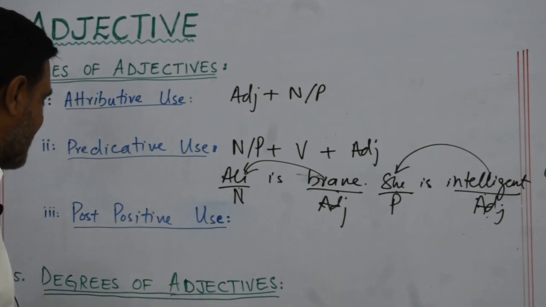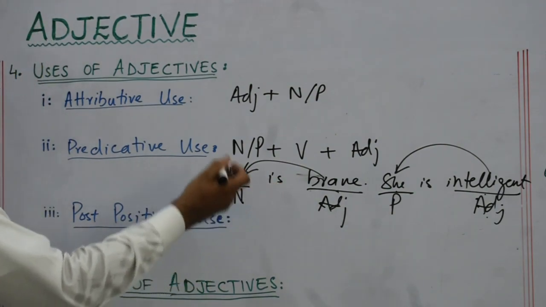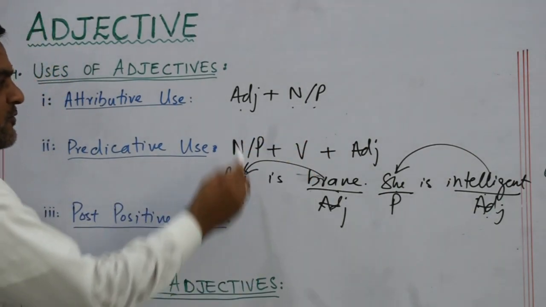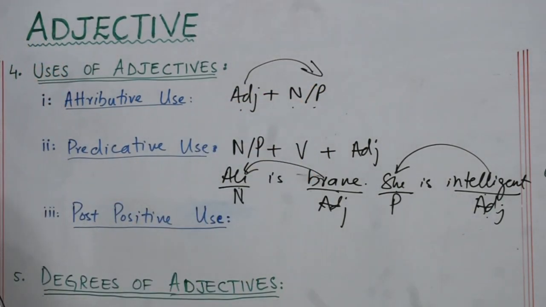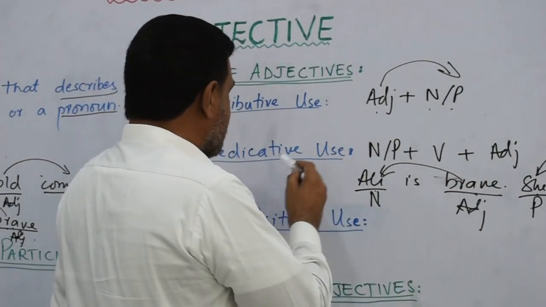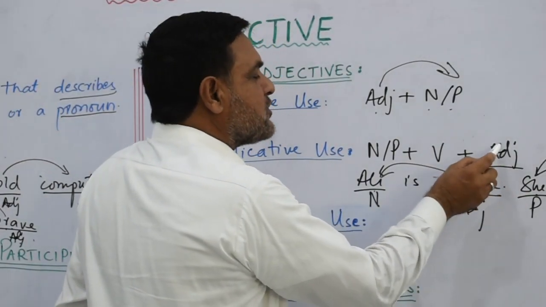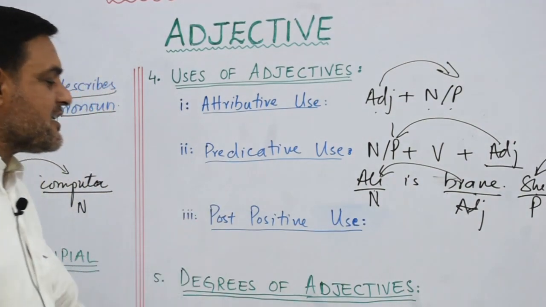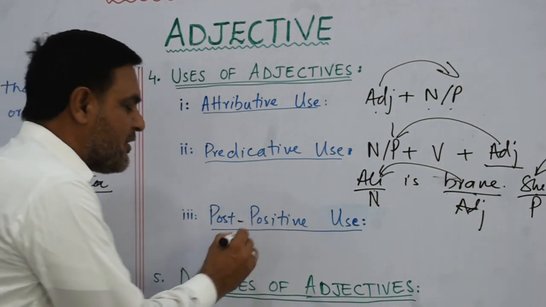So keep that in mind, remember. So this is the predicative use. In attributive use, the adjective is used before the noun or pronoun, and it modifies it like this. But in case of predicative use, the adjective is used after the verb, and it modifies a noun or pronoun. Then is post-positive use. What is a post-positive use?